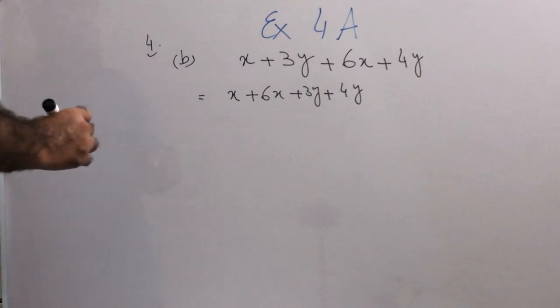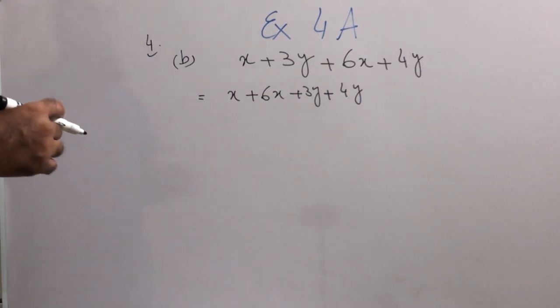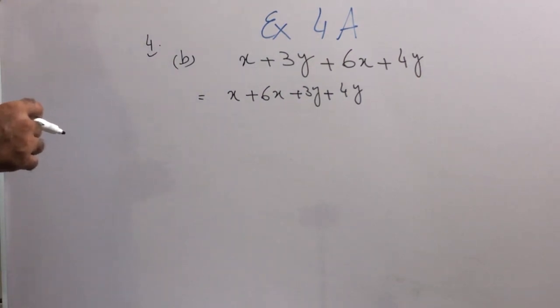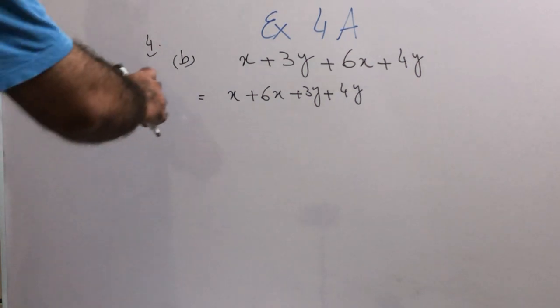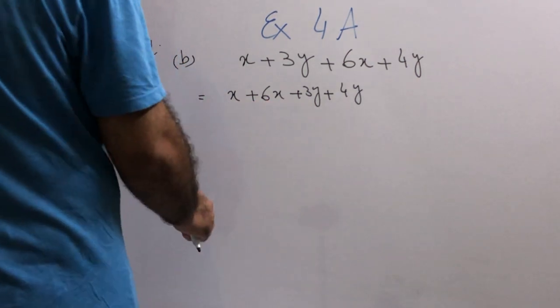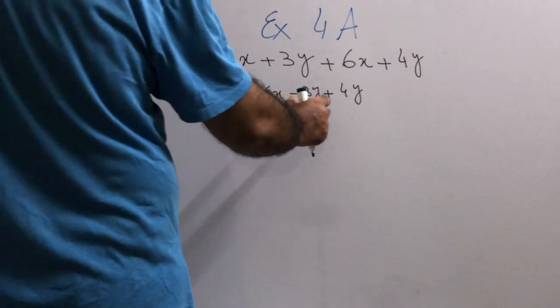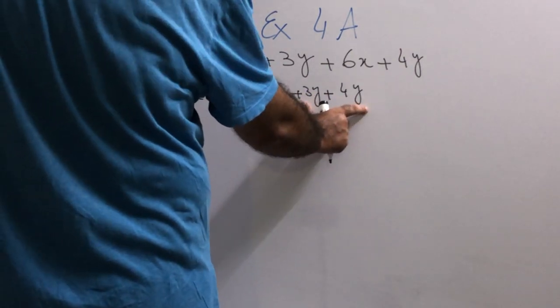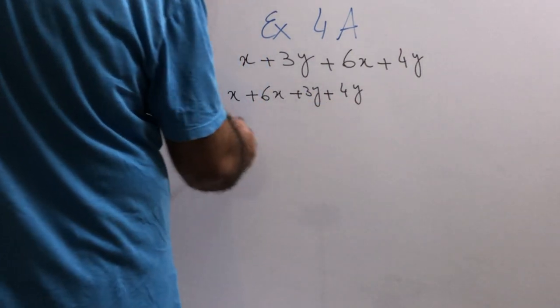This was the first step, that we made neighbors the values involving x. They became the neighbor closer, and also we made neighbors the values containing y. Now they are closer.